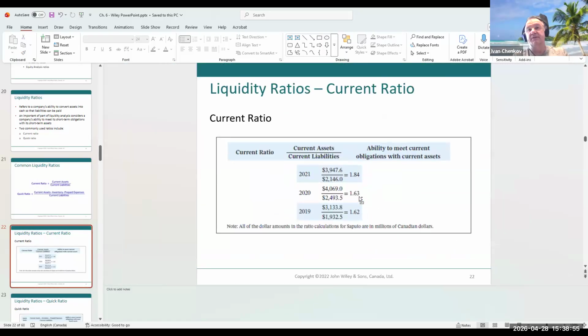From the financial statements, they're taking the current assets and dividing by the current liabilities. So in 2019, the current ratio was 1.62, then went to 1.63, and then in 2021 moved to 1.84. The question is, is this good for a company? Let's think about it for a second before we make a comment on whether it is good or bad.